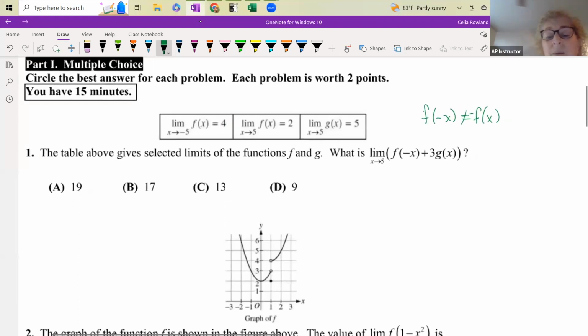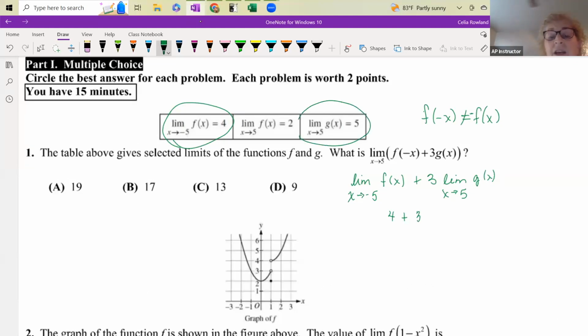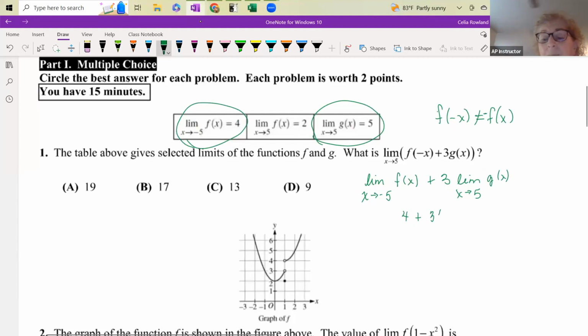So I'm going to change this limit and I'm going to break it up. I'm going to say the limit as x goes to negative 5 of f of x plus 3 times the limit as x goes to 5 of g of x. So I have those specific limits. Here's the first one. So I know this value is 4 plus 3 times the limit of g of x as it goes to 5, which is also 5. And so this is going to give me the value of 19.